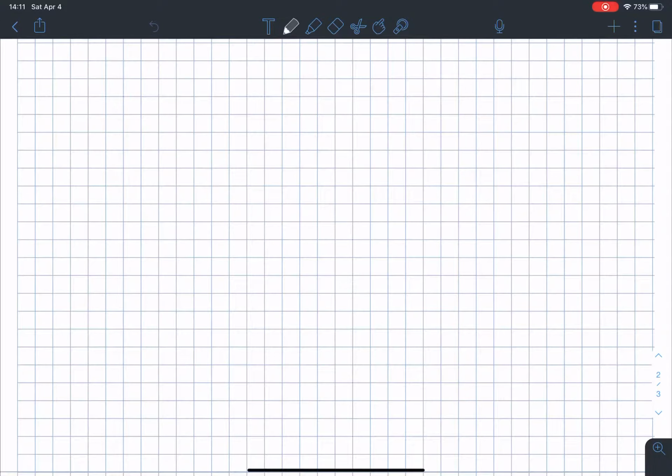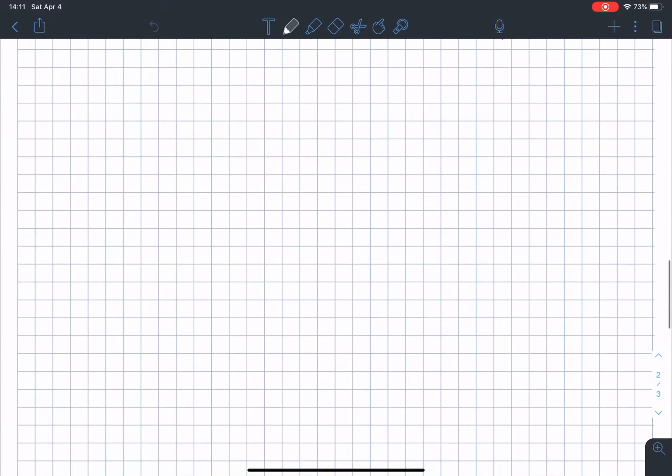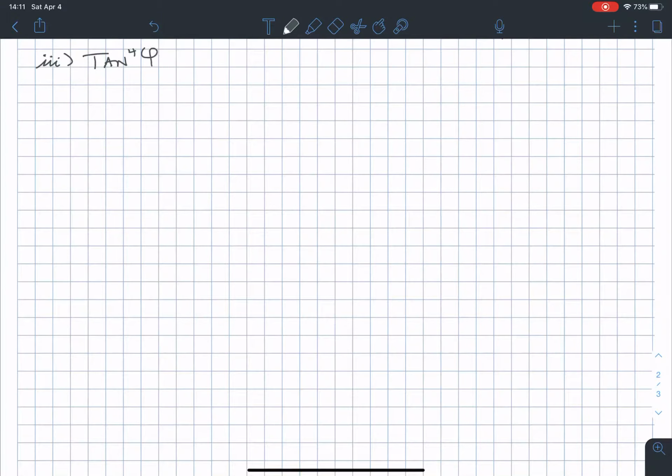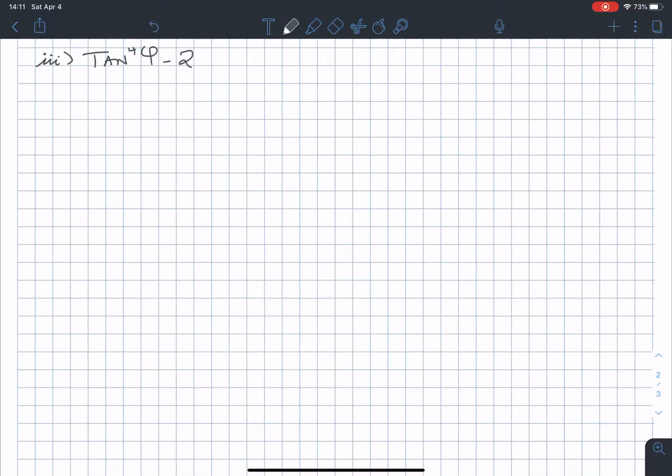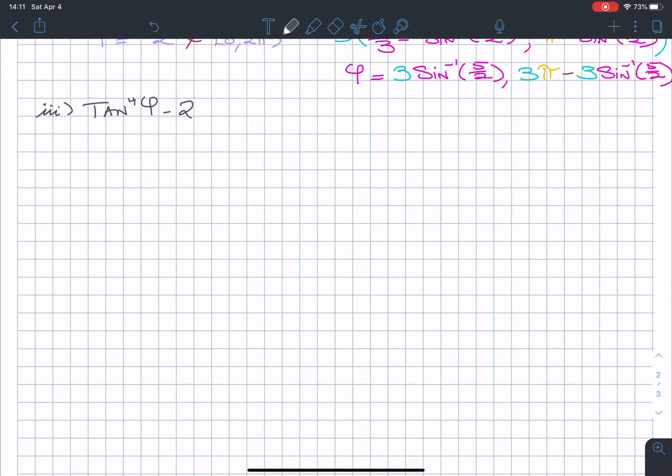Okay, so continuing with 6.4. Let's do number 3, which is tangent to the fourth of phi minus 2 secant squared of phi tangent squared of phi plus secant to the fourth of phi is equal to cotangent squared of phi.